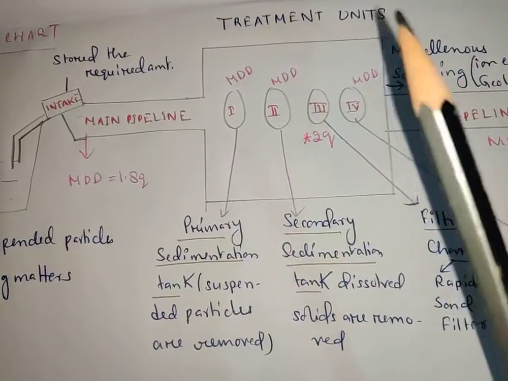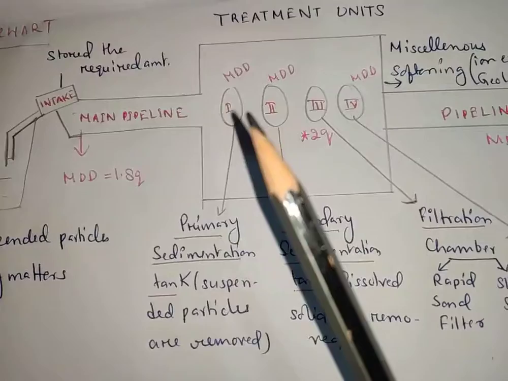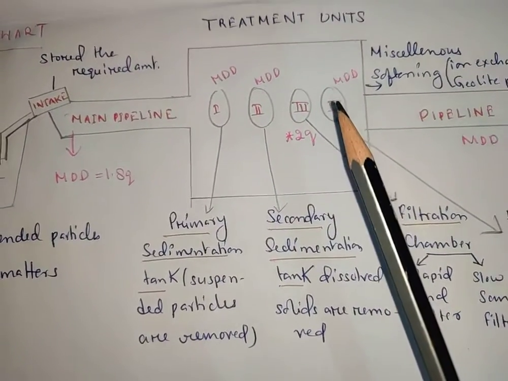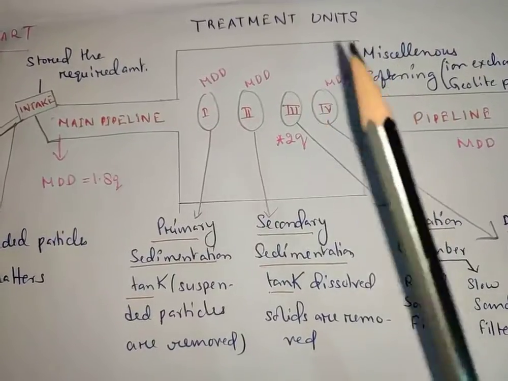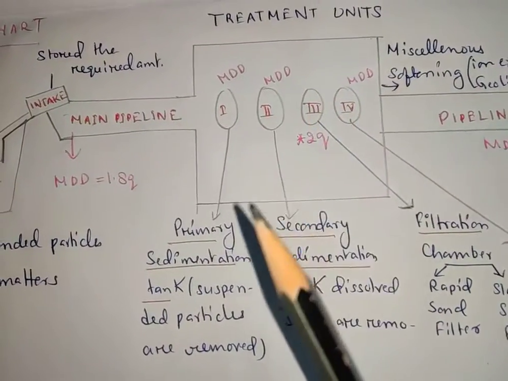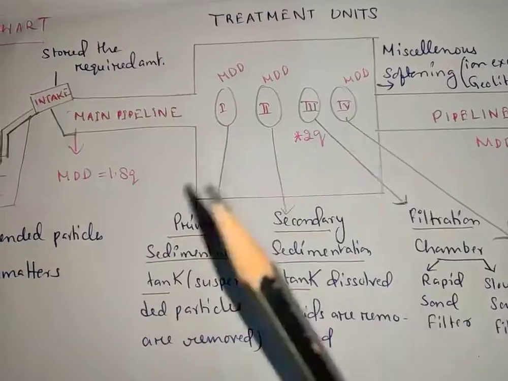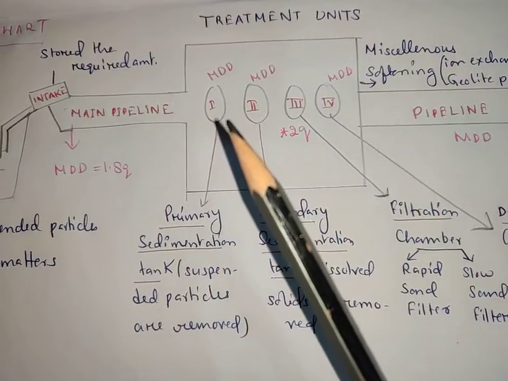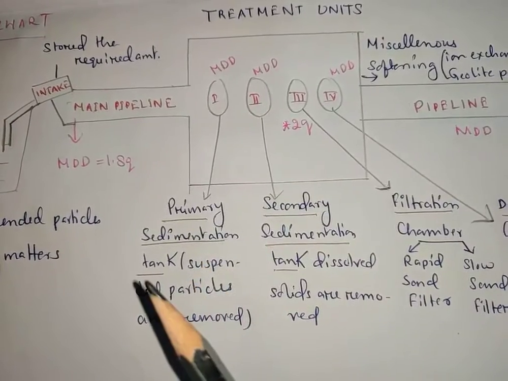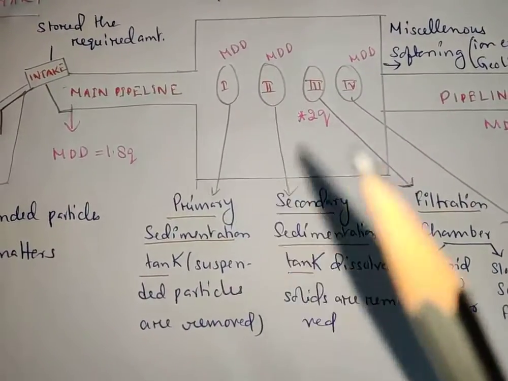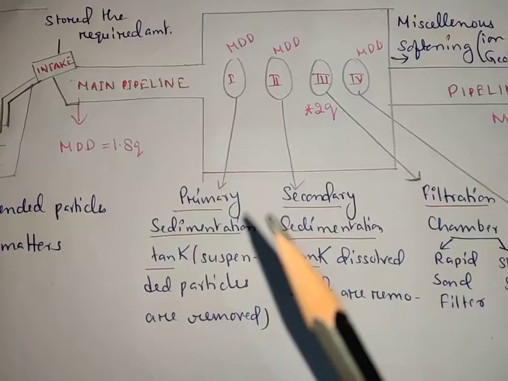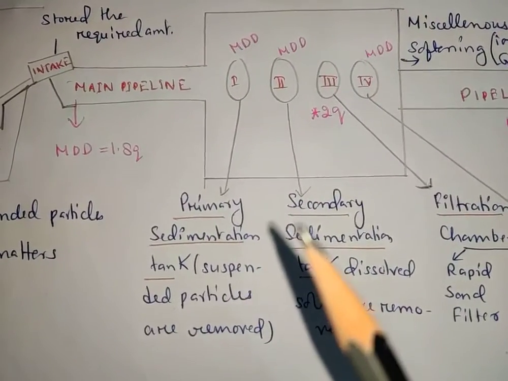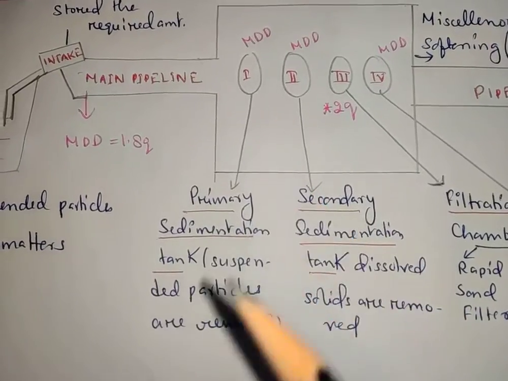Here in these treatment units we have 4 sections, as you can see: 1, 2, 3 and 4. We will later learn about the design process. Now let's know what these 4 units do. The first unit is the primary sedimentation tank. In this tank, all the suspended particles that we can see with our eyes are removed.